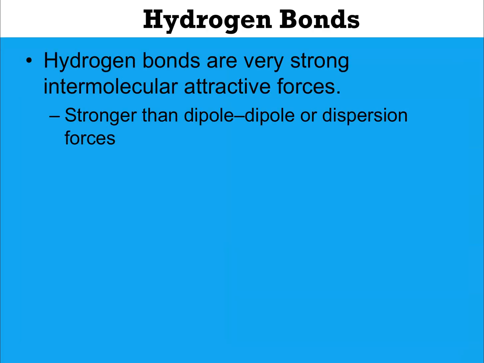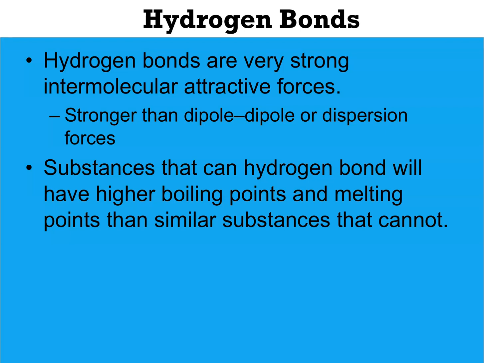So hydrogen bonds, we know they are very strong intermolecular forces. Of the three, they are the strongest. They are stronger than dipole-dipole or dispersion forces. But please remember that if something has hydrogen bonds as the strongest force of attraction, it still has dipole-dipole and it still has London dispersion. It's just that hydrogen bonding is the strongest.